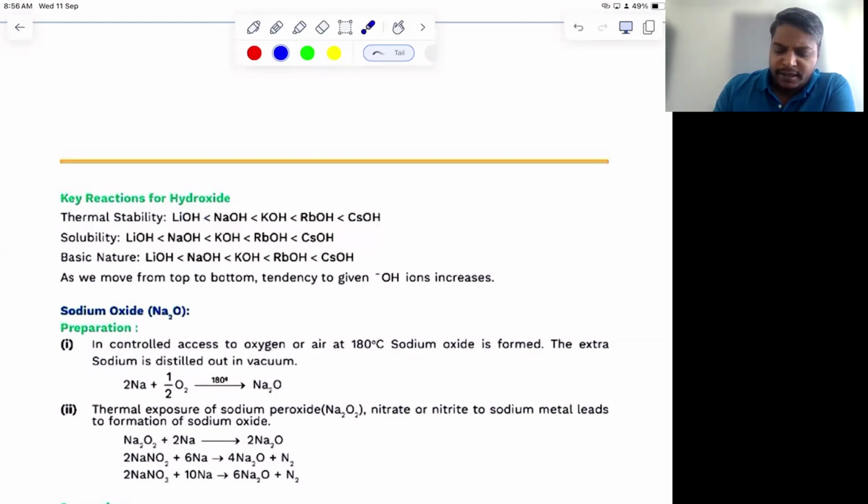Now solubility depends upon the size. The smaller the size, the more solubility increases down the group. OH- is smaller in size, so solubility will always increase. Basic nature will also increase as the solubility increases. So this is the trend of OH-.